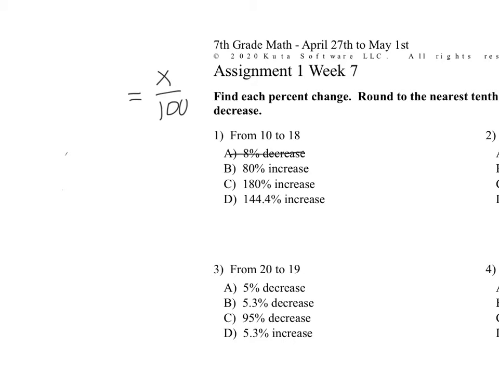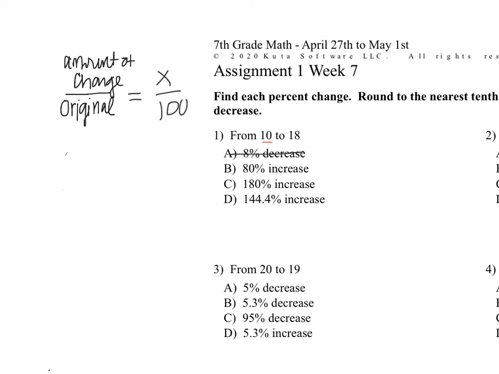And then from 10 to 18, what goes on top is the amount of change. Sorry, this is hard to write on. The amount of change, so how much it changed by. And then on the bottom of that, you're going to put your original number, whatever it started at. So on number 1, I'm figuring out how much it changed by.